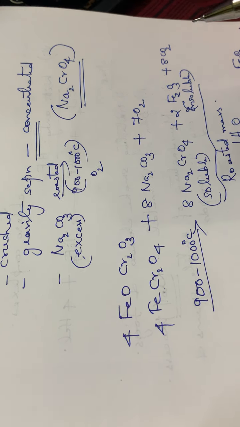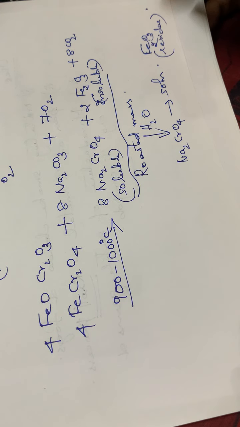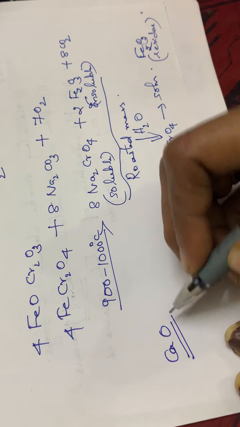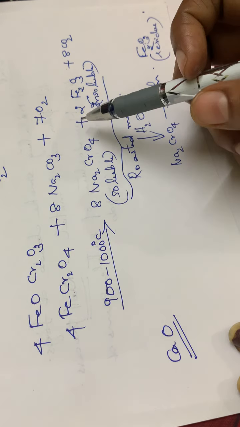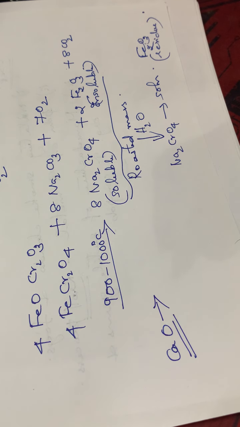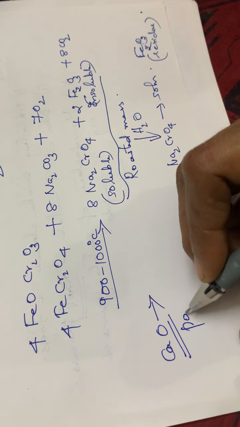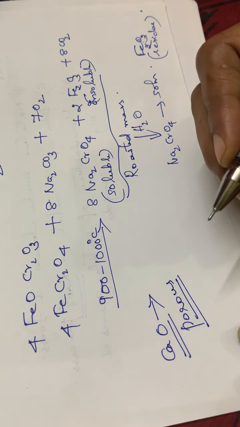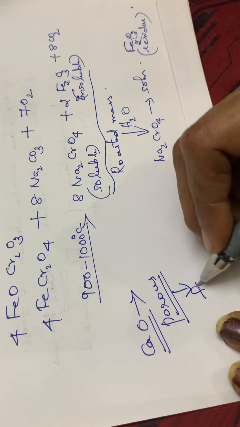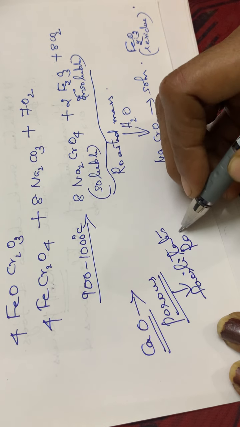And also here, one more thing is that while we are doing this roasting process, a small amount of calcium oxide is also added along with the ore as well as sodium carbonate. The reason is that calcium oxide makes the roasted mass more porous, so that roasting will be facilitated.